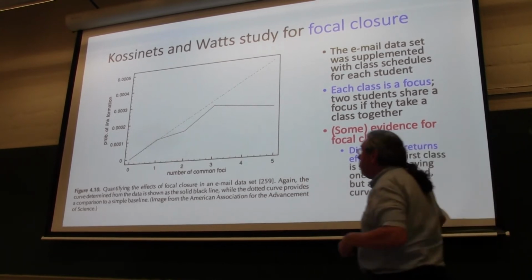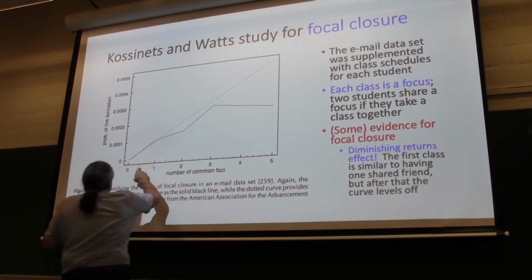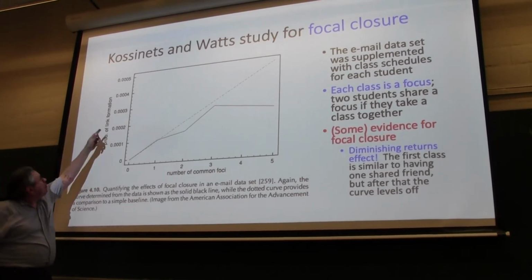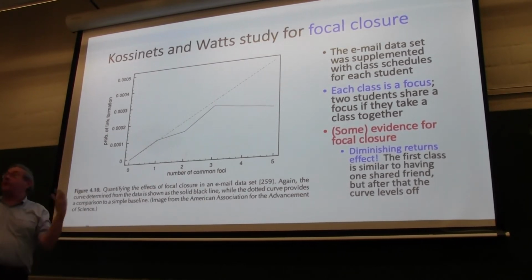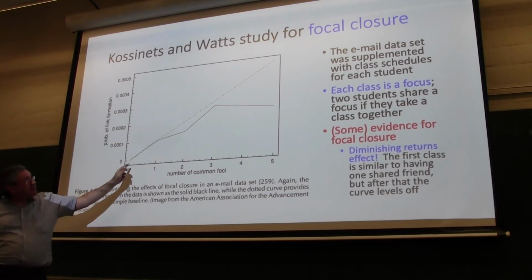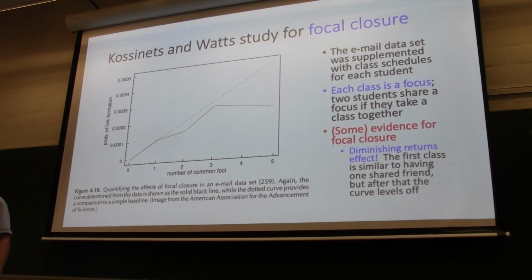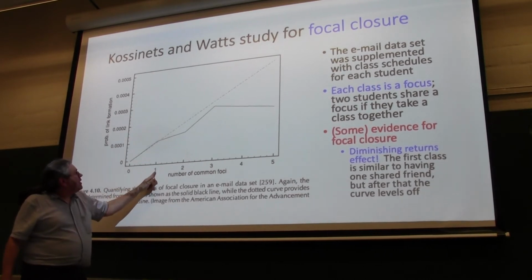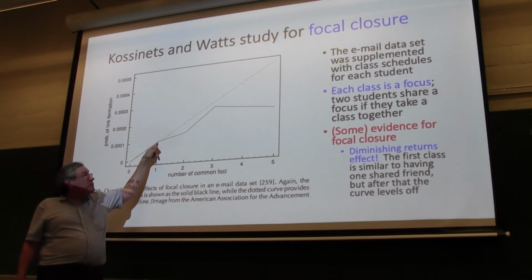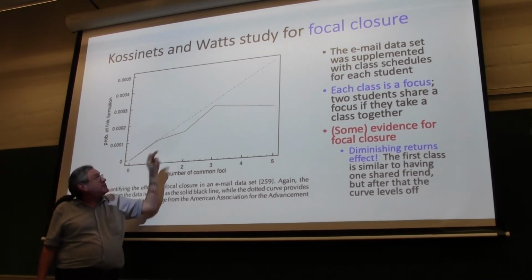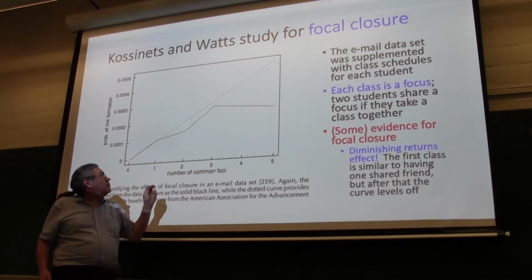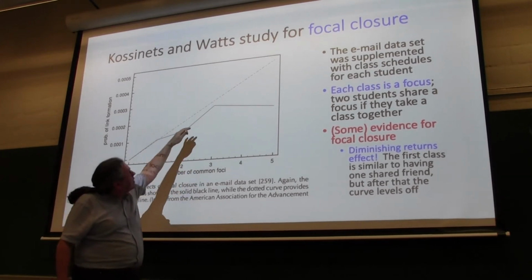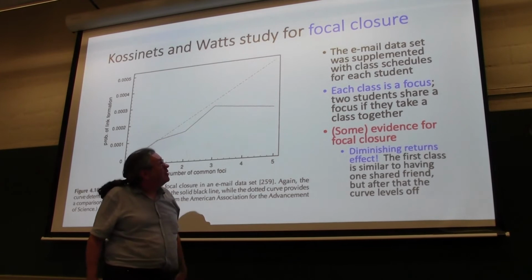So you can say the number of common foci here, how many classes in common, and here the probability of becoming friends. Again, the same as previous. You can see this is a totally different kind of graph. It goes up from 0 to 1. So if you take one class in common, you have some effect. Two classes also, but a little bit less. Three also, maybe a little bit more. And then it kind of flattens off.